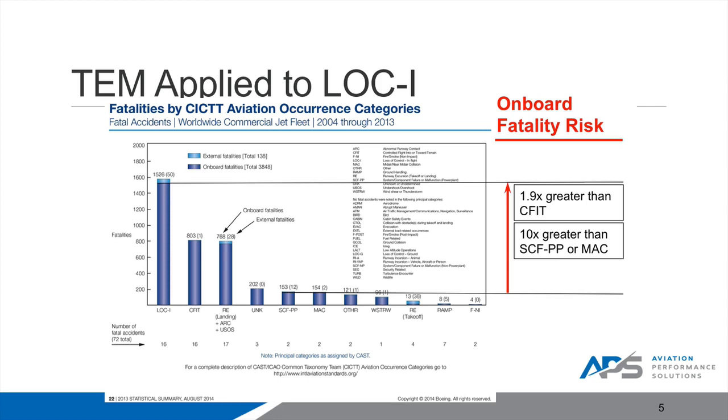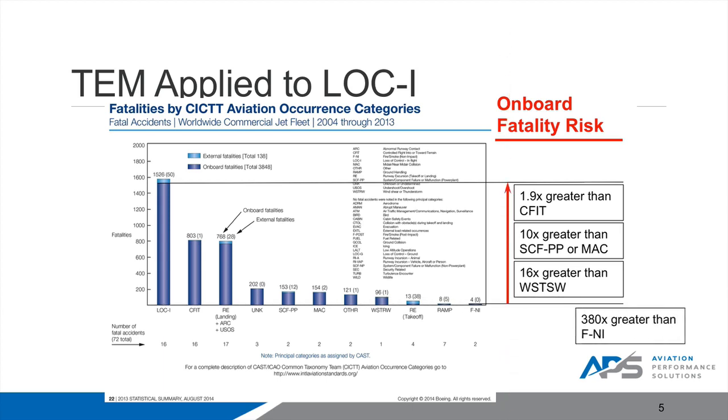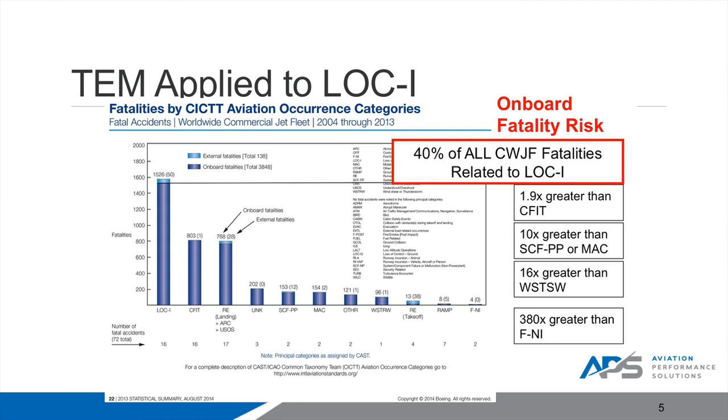If we look at wind shears and thunderstorms, you're 16 times more likely to be a fatality from a loss of control in flight. And if we go all the way down to non-impact related fires, you're 380 times more likely to perish from a loss of control in flight mishap as you are from a non-impact related fire. Fully 40% of all commercial worldwide jet fleet fatalities are related to loss of control in flight.